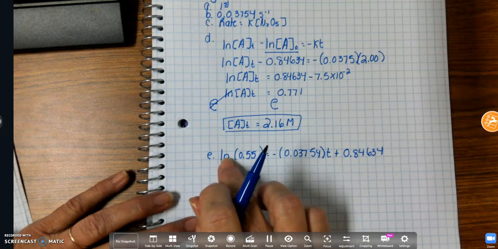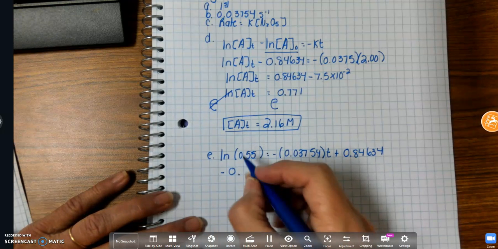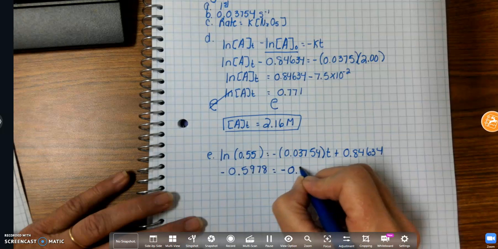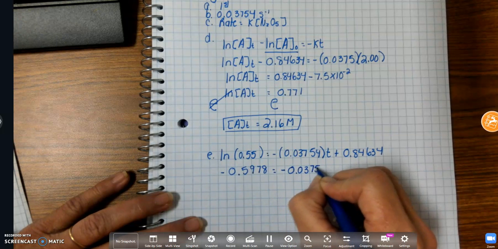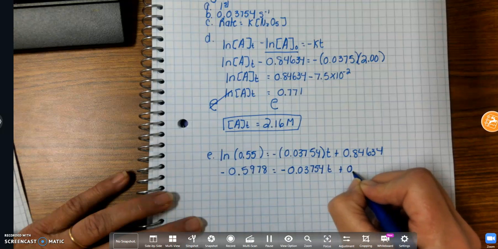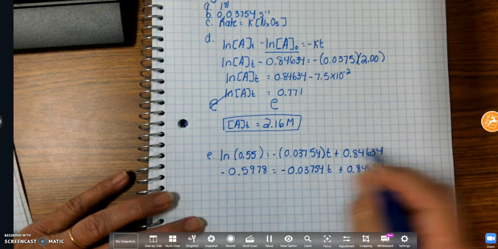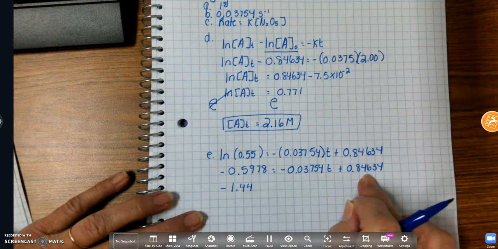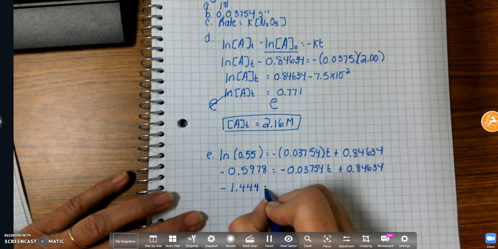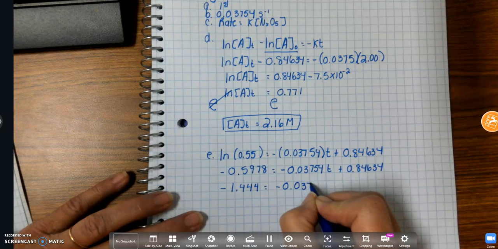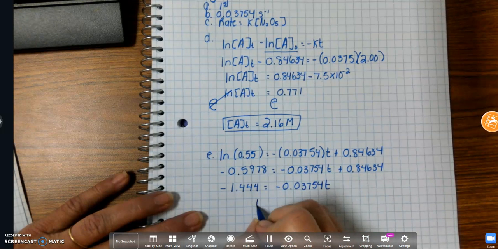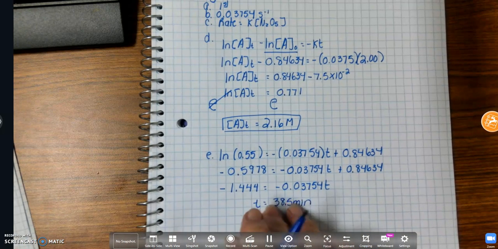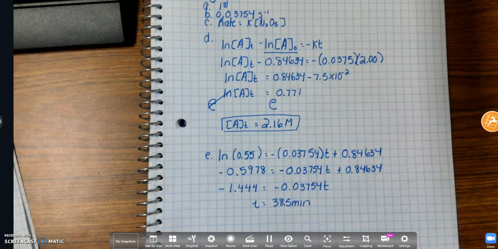I'm going to go ahead and clean this up a bit. Remember, to find this number, I'm just going to hit the log key and enter in the number. So negative 0.2596 is equal to a negative 0.03754t plus 0.84634. That means negative 1.44, I'm just basically going to take this and bring it over, is equal to a negative 0.03754t, and t is equal to 38.5 minutes. Notice how all the negatives cancel. Remember to include your signs, they're really important.